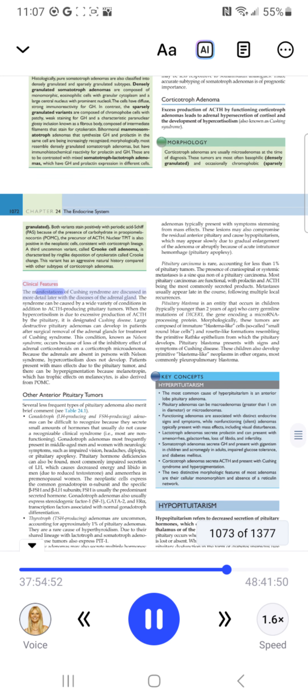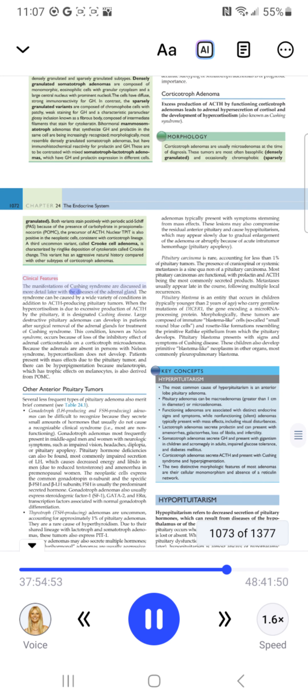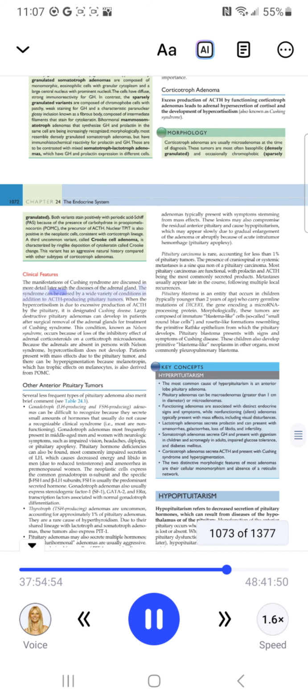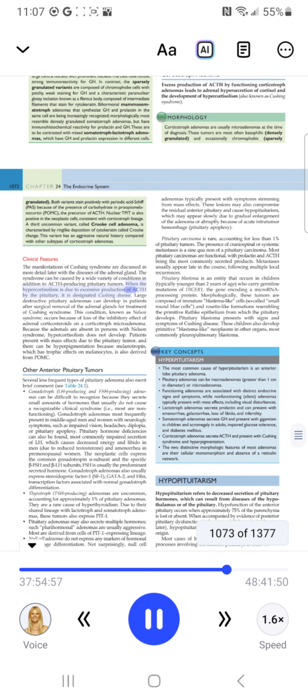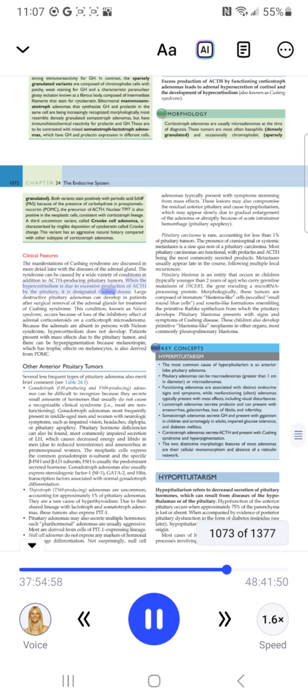Clinical features. The manifestations of Cushing syndrome are discussed in more detail later with the diseases of the adrenal gland. The syndrome can be caused by a wide variety of conditions, in addition to ACTH-producing pituitary tumors. When the hypercortisolism is due to excessive production of ACTH by the pituitary, it is designated Cushing disease.